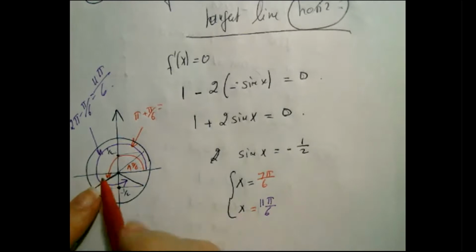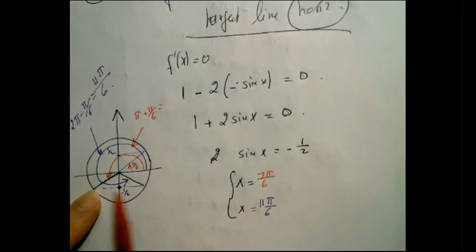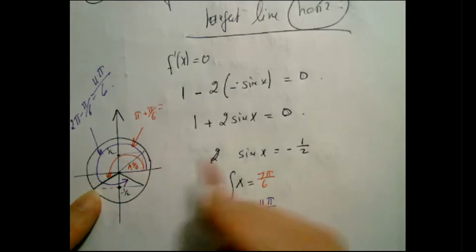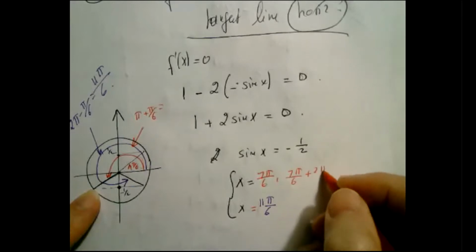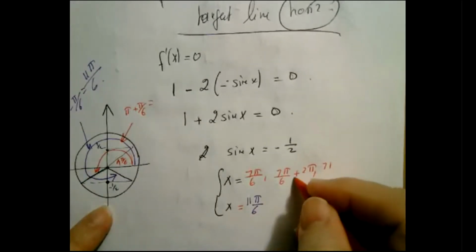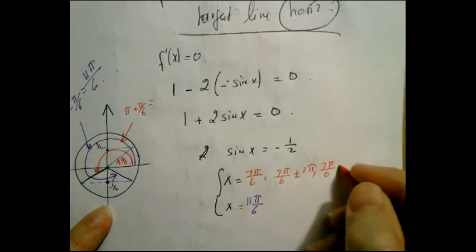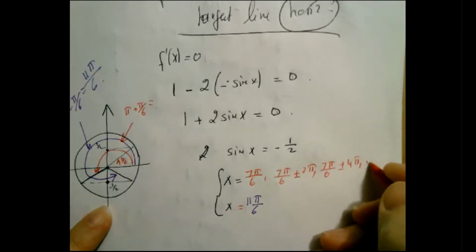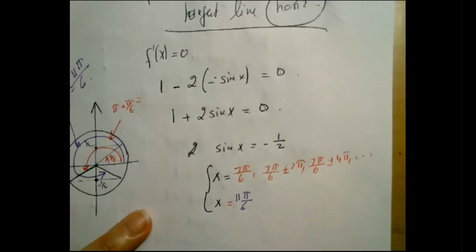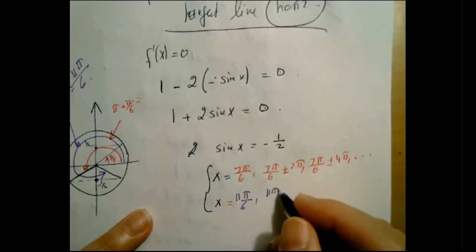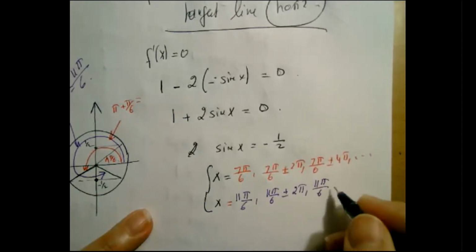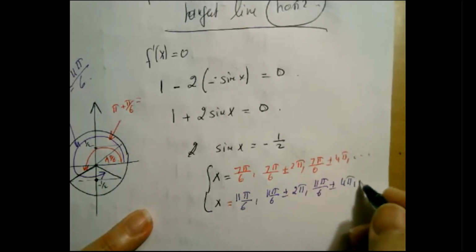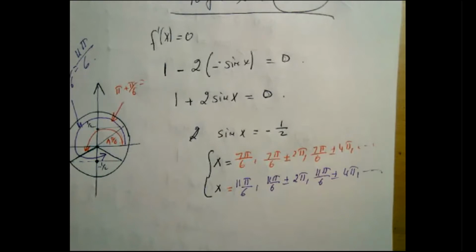And now we know that the sine doesn't change if we go around the circle a full rotation. So we can take 7 pi over 6 plus or minus 2 pi, nothing will change. Plus or minus 4 pi, and so on and so forth. And the same thing will repeat here, so it's 11 pi over 6 plus or minus 2 pi. But they don't tell me which one they want, so we have to get all of them. And that's how we do it.